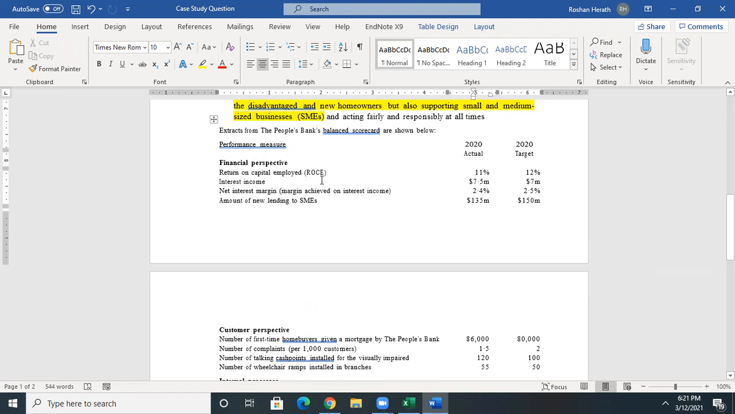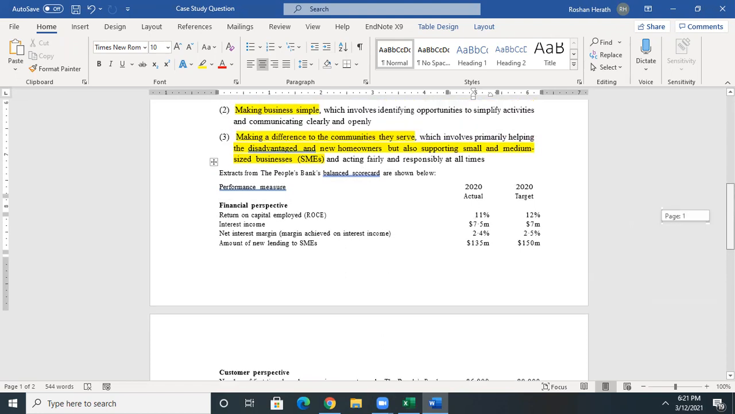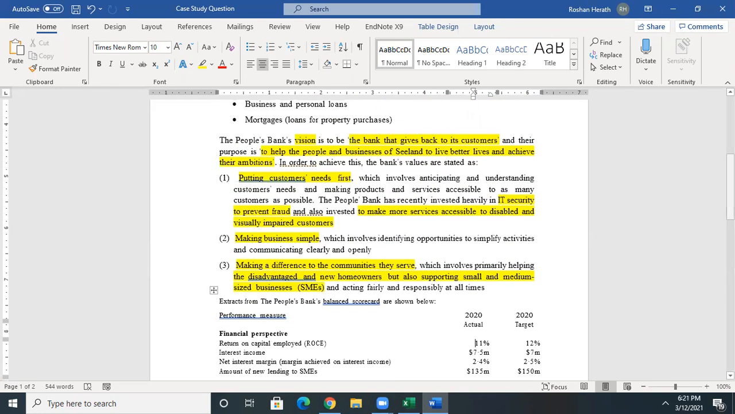But you cannot say it's bad. Why is that? Because you are discussing this in the context of the vision and mission. So in this organization, if you look at their objective, they have the objective of giving back to the customers. They are not into the maximization of profit.